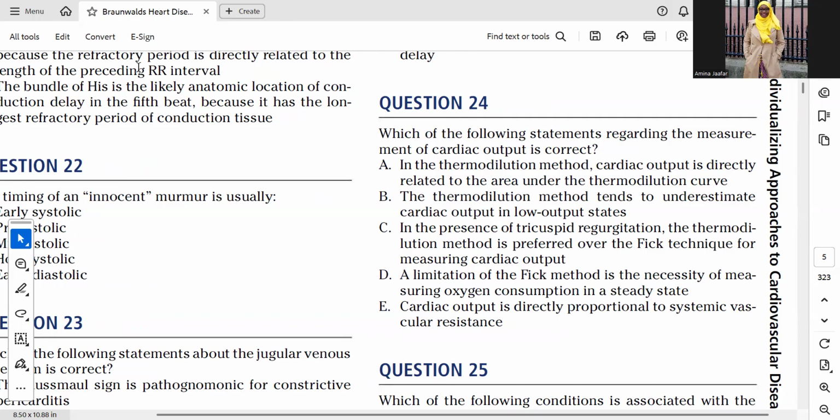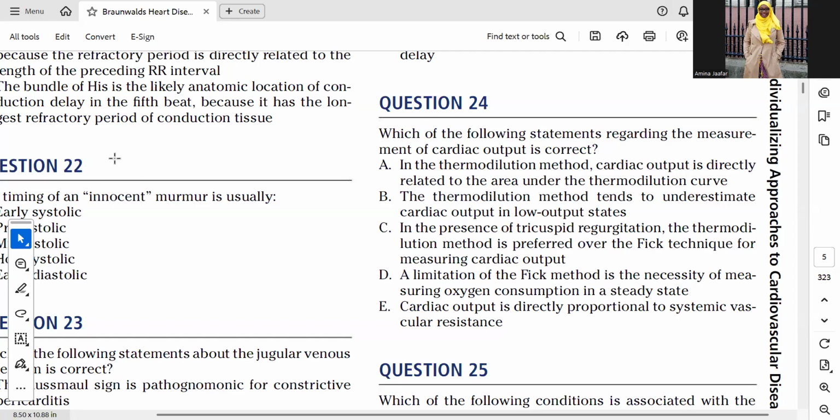A, in the thermodilution method, cardiac output is directly related to the area under the thermodilution curve. B, the thermodilution method tends to underestimate cardiac output in low output state. C, in the presence of tricuspid regurgitation, the thermodilution method is preferred over Fick technique for measuring cardiac output. D, a limitation of the Fick method is the necessity of measuring oxygen consumption in a steady state. And E, cardiac output is directly proportional to systemic vascular resistance.